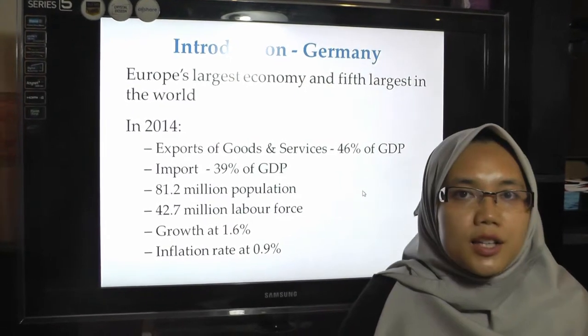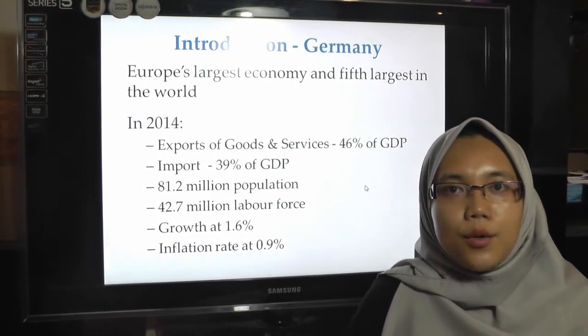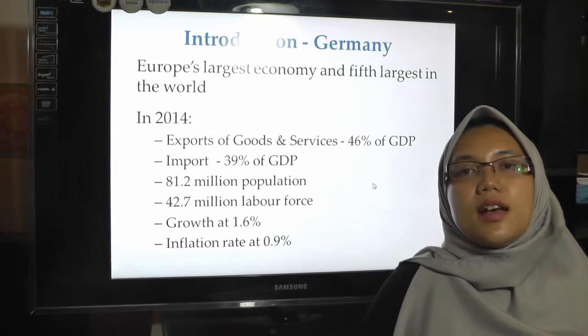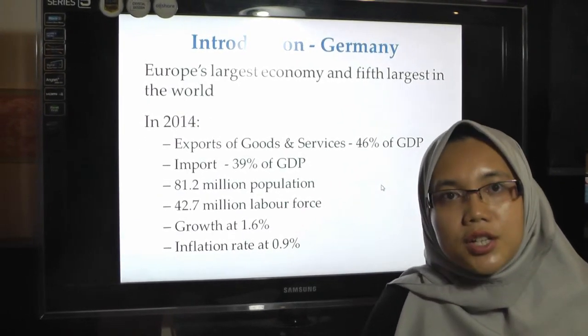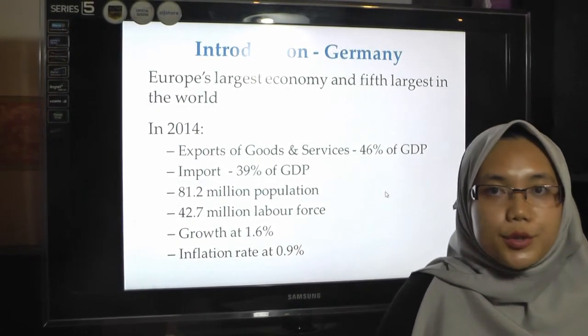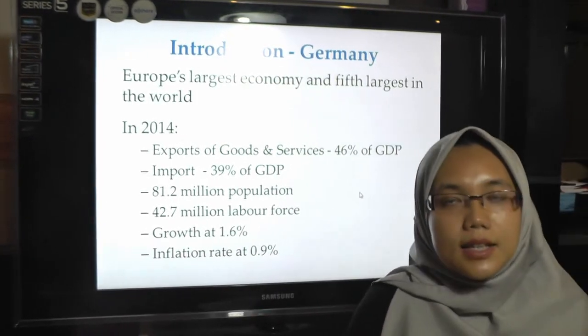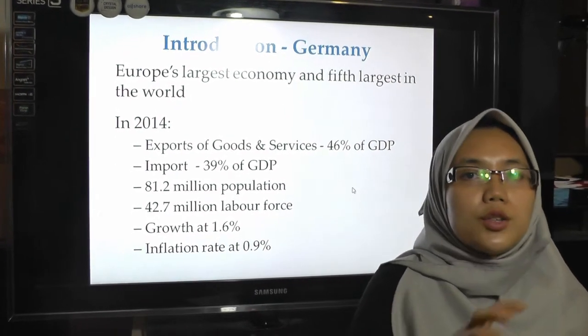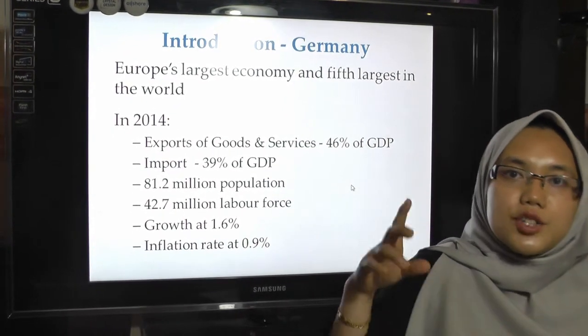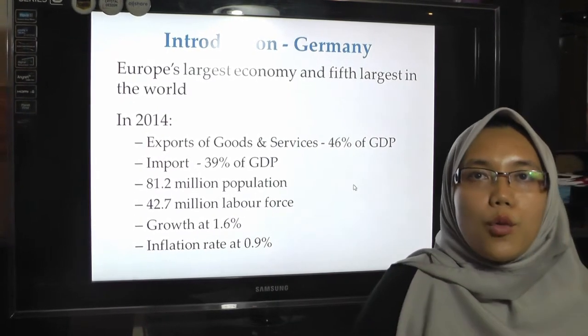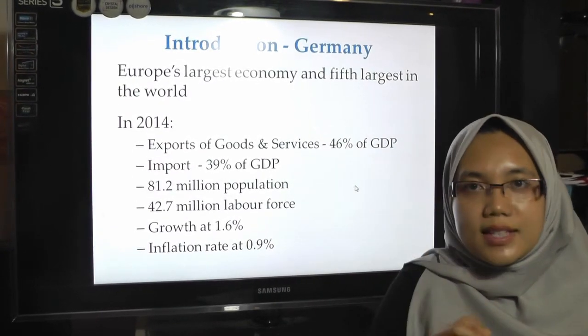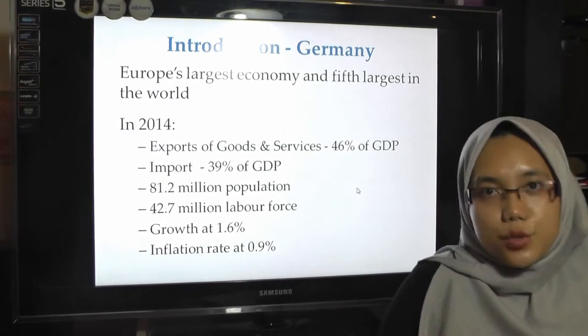EGA140032. Today I'm going to present on the pattern of trade application on Heckscher-Ohlin trade theory model, case study on Germany. So I am going to compare between Germany and China in order to understand what is the pattern of trade between these two countries.